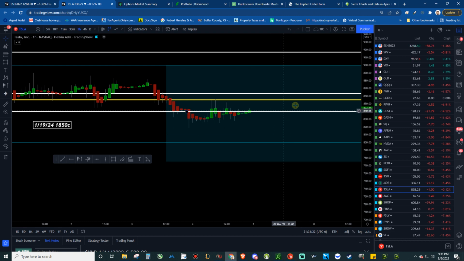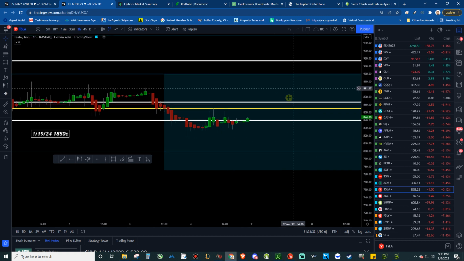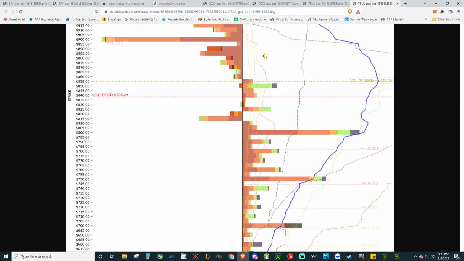So what we're expecting here, can we see it down to 775 possible? If we're below this volatility trigger, I would only be interested in puts. On the upside, I would only be interested in calls. So very interesting to see that.